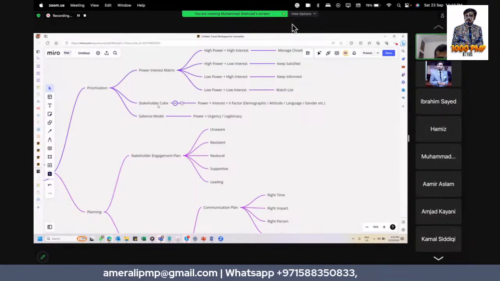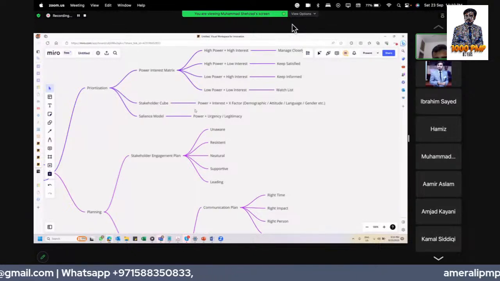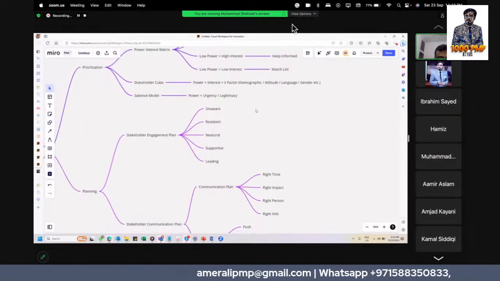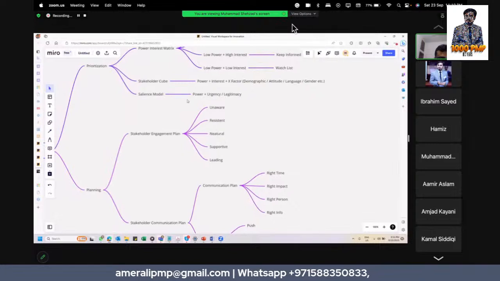There is another model, the stakeholder cube: power, interest, and X factor. The X factor can be anything, like language, gender, or attitude. Another one is the salience model: power, urgency, and legitimacy.